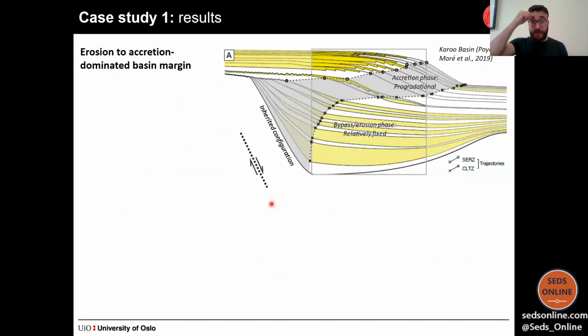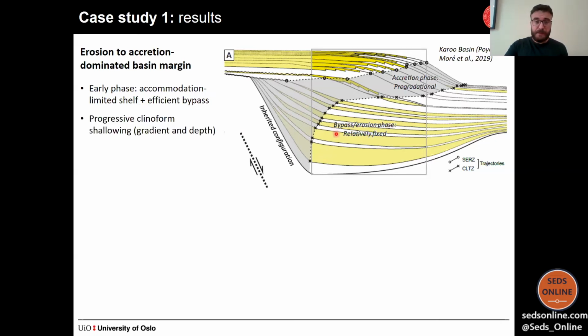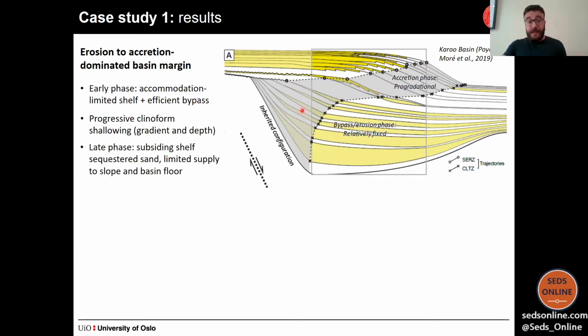So in summary, what we have in the Karoo Basin is the transition from an erosion to accretion-dominated basin margin. In the early phase, we have a phase of accommodation limited in the shelf, and then there was efficient bypass and delivery of sand to the basin floor. Then we have a progressive clinoform shallowing, both in gradient and depth, and that leads to the late phase, with a subsiding shelf that was sequestering the sand and very limited supply to the basin floor.